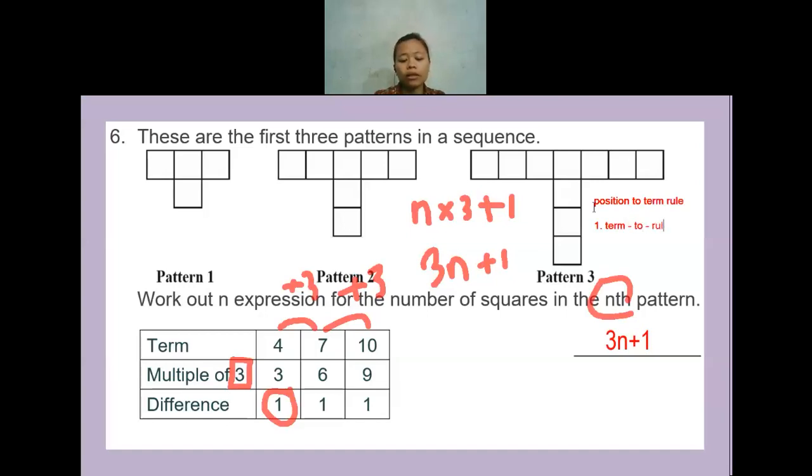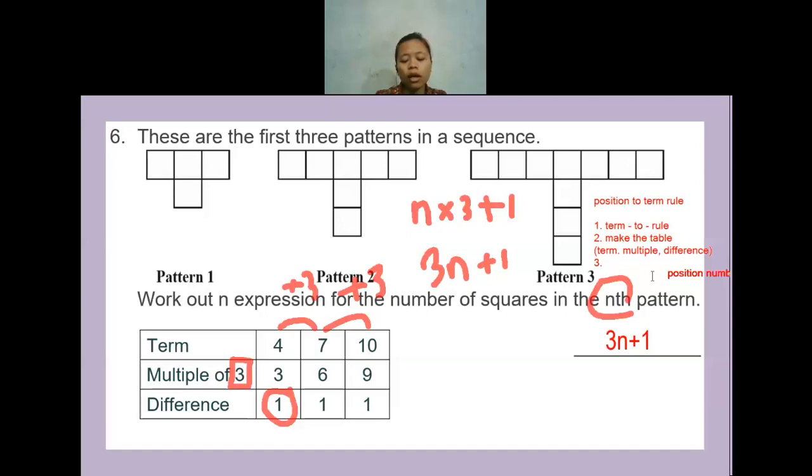After you find the term to term rule, you make the table. The table will have the term, and after the term, it will have the multiples of the term to term rule given. After that, you find the difference. After you have the table, you can make the position to term rule. For the position to term rule, you multiply the position number by the term to term rule given. Wait, where is my pen? So the position number, you multiply it with the term to term rule.